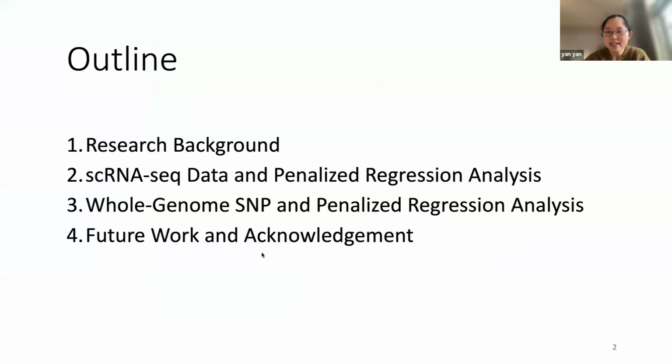So for today's talk, I'm going to briefly talk about the research background, and then we're going to talk about two different kinds of biological data. One is called single-cell RNA-seq. The other is whole genome SNP data. And we're mainly going to use penalized regression and some combinations of them to do some analysis. And those two research works have been mainly completed by two of my master's students.